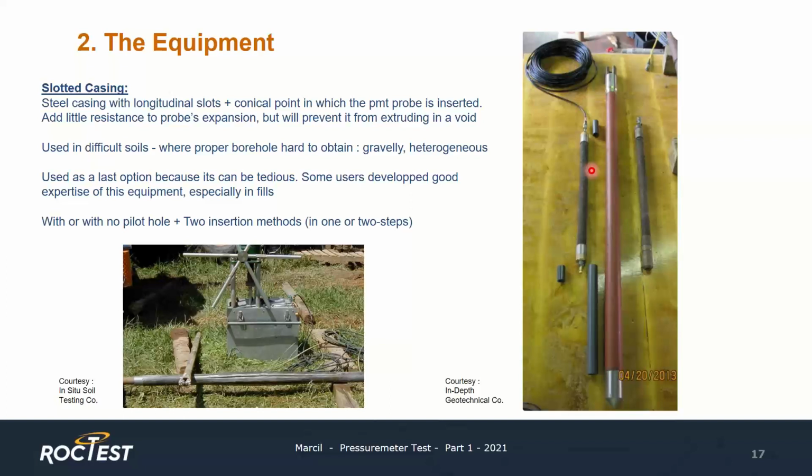The casing will prevent the probe from bulging in any voids, if there's any void in the borehole. So this system will allow testing difficult soil, but it should be used as a last option because it may be difficult and time consuming. But at the same time, some users developed a very good expertise with this equipment, especially for testing fields.